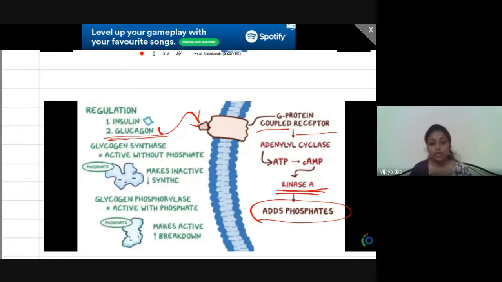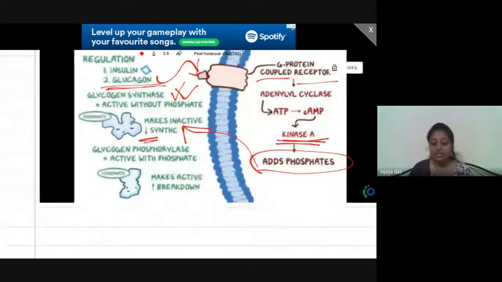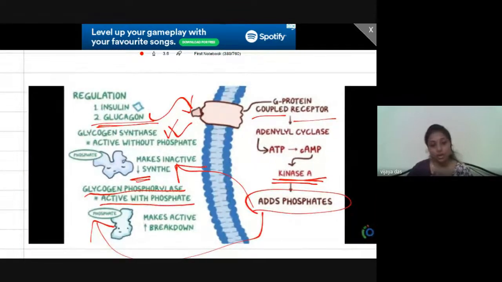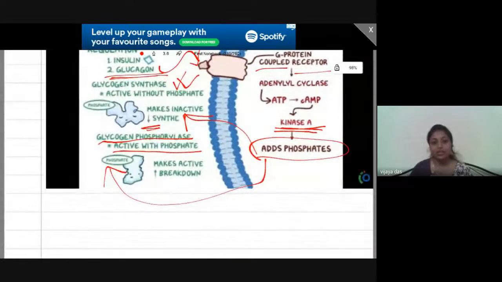So because the phosphate is added, what is going to happen this time? Now your glycogen synthase enzyme is getting inactivated. Simultaneously, your glycogen phosphorylase enzyme is going to get activated because you are adding the phosphate. Which means that in the presence of glucagon, the phosphate is added and the glycogen phosphorylase enzyme is activated, for which your glycogen breakdown will begin. Do you understand this?